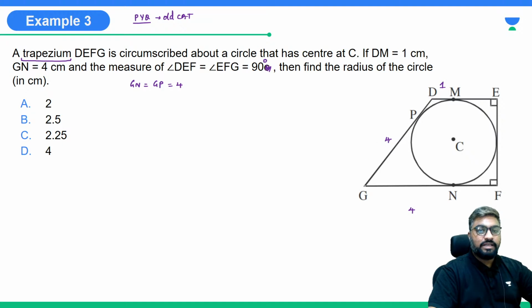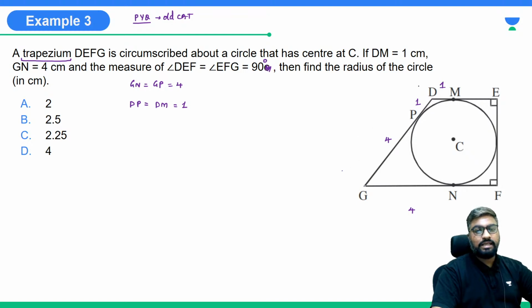Same way, if this is 4, look at D, DP and DM will also be equal. Same property, tangent from the same point. DP, DM, both equal, so both will be equal to 1. Yes. From here we found out DG's length.